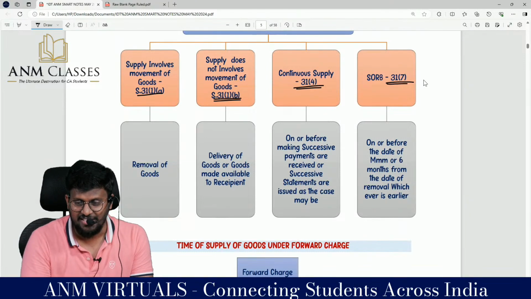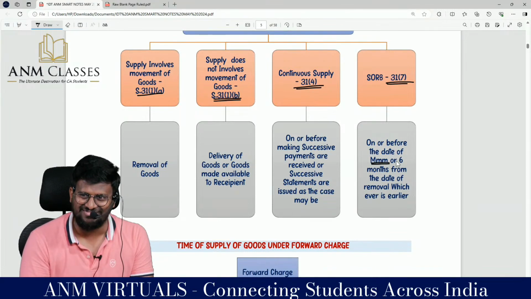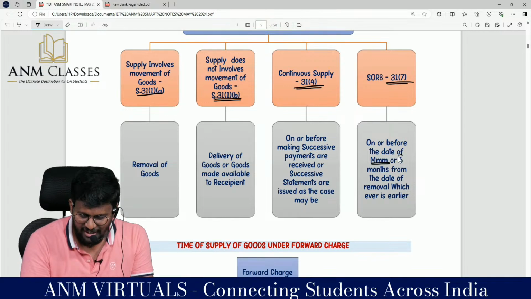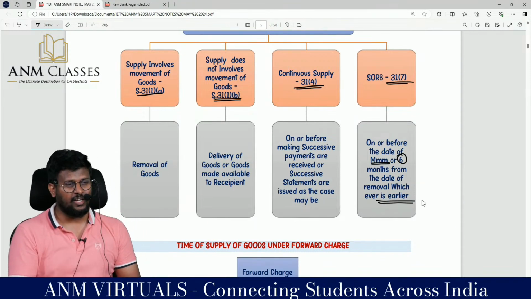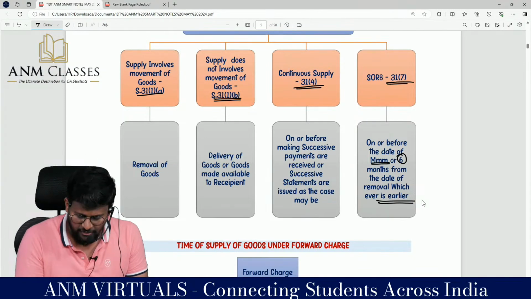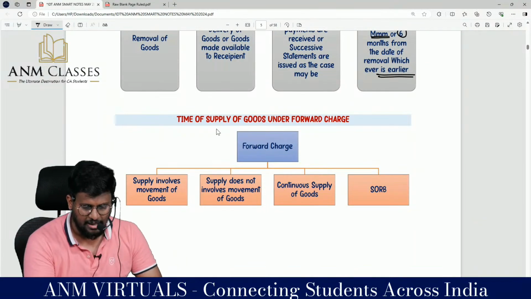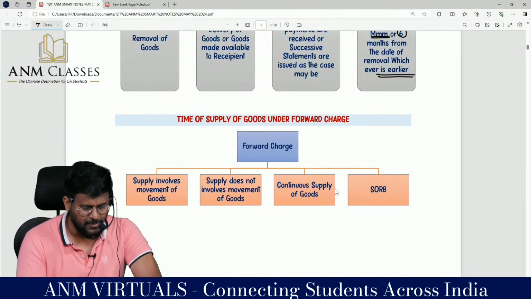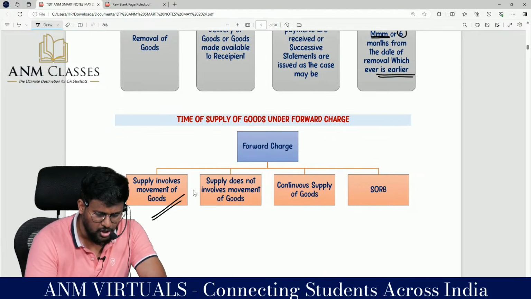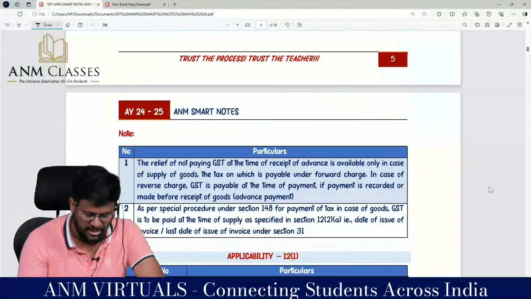31 subsection 7, sale or return basis. Yes, sir. On or before the date of acceptance, or 6 months from the date of removal, whichever is earlier. Right, man. Time of supply under forward charge, classified into how many categories? 4: supply involves movement of goods, supply does not involve movement of goods, continuous supply of goods and sale or return.